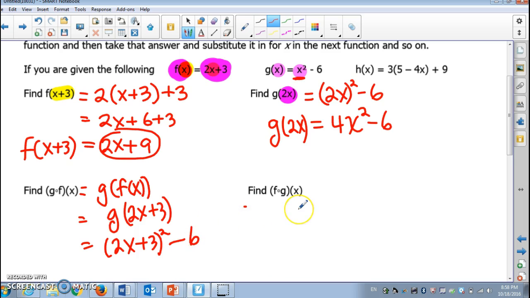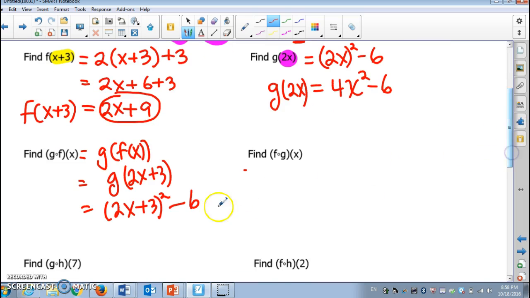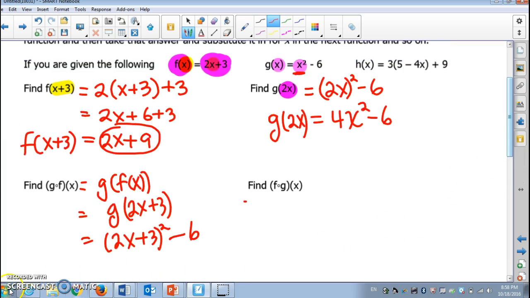We will be able to simplify this, but we are not going to simplify it right now because we didn't learn how to square a binomial yet. So we're going to just leave it like this. Our final answer will be like this. An easy way to remember is we always start from inside to out. Okay. So let's try the next one. This time we're going to find f of g of x. So how can we rewrite this? f of g of x.